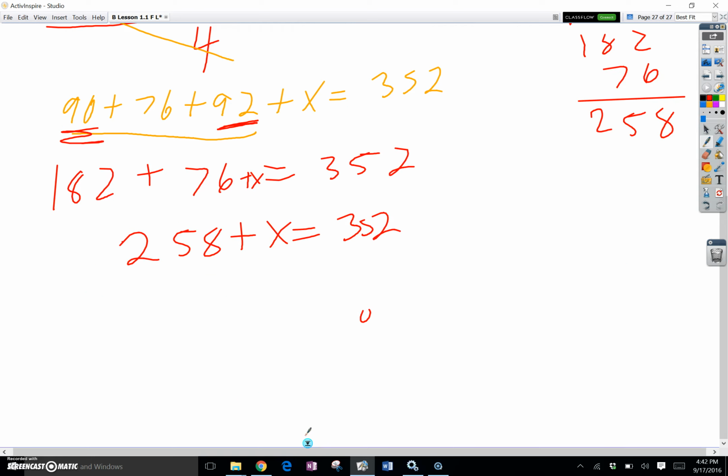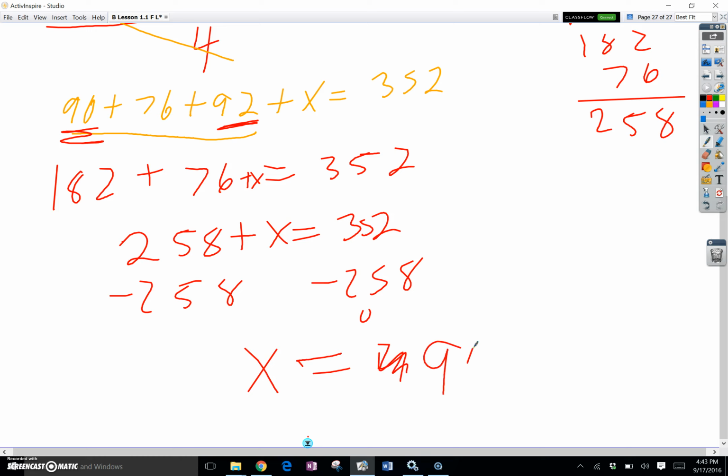So now to figure out what X is, all I need to do is minus 258 on both sides. That would leave me with X is equal to 94. So on his final test, he needs to get a 94% to have an average of an 88. If you have any questions with this one, please let me know.